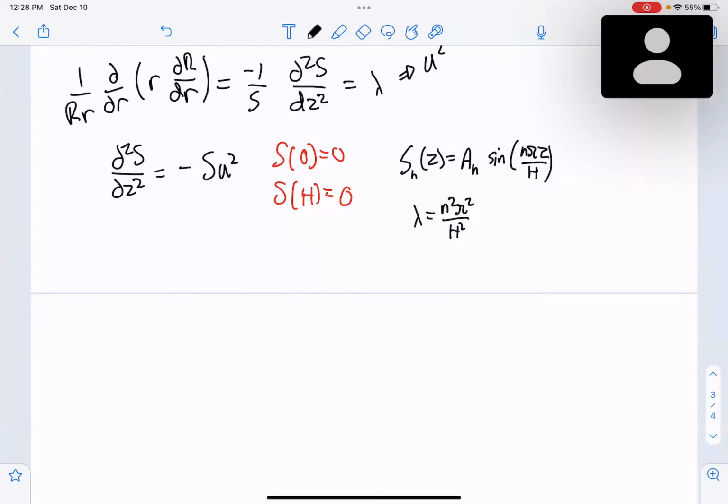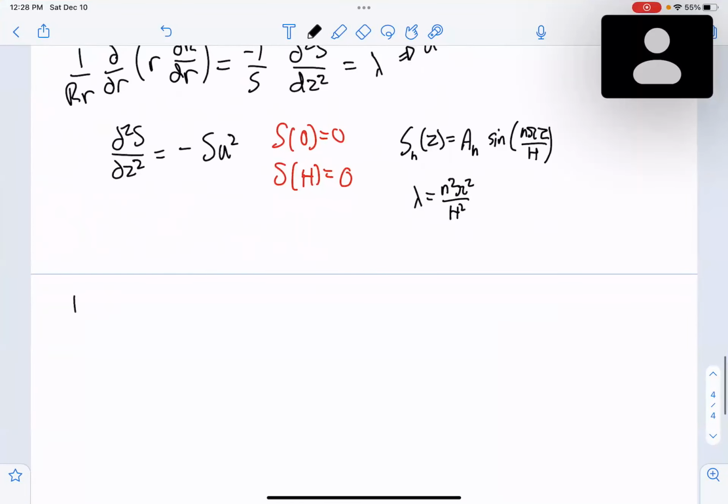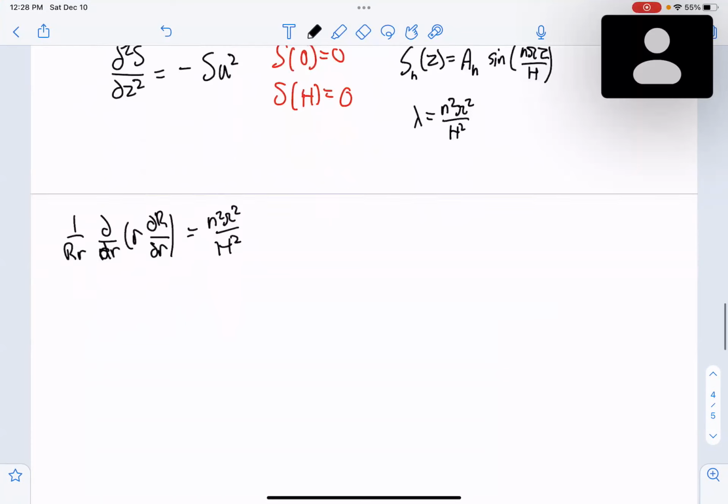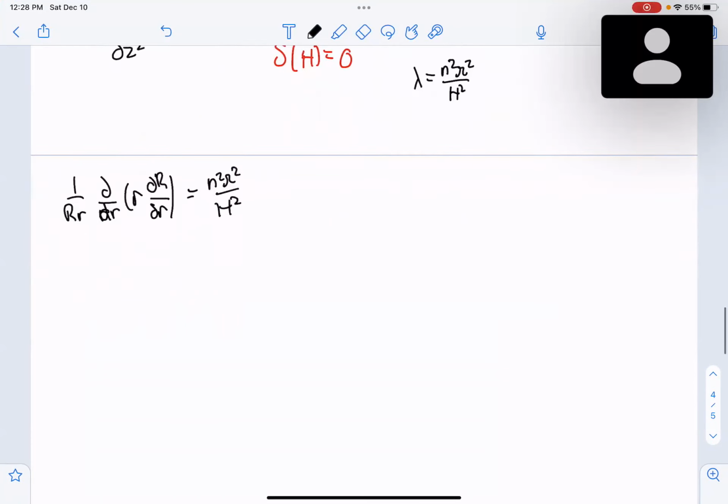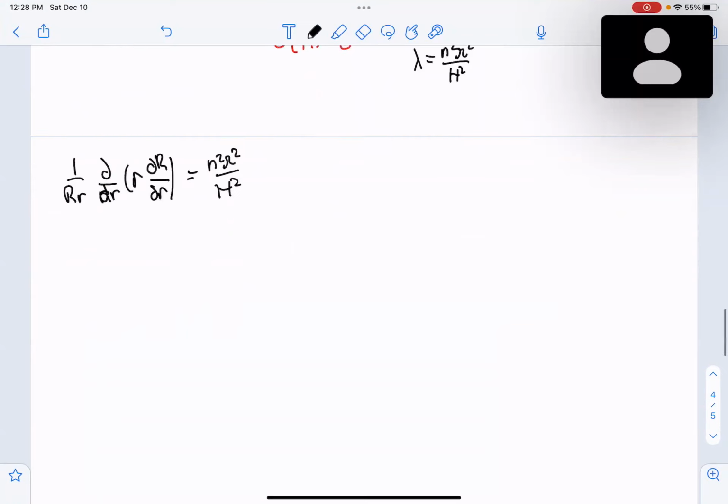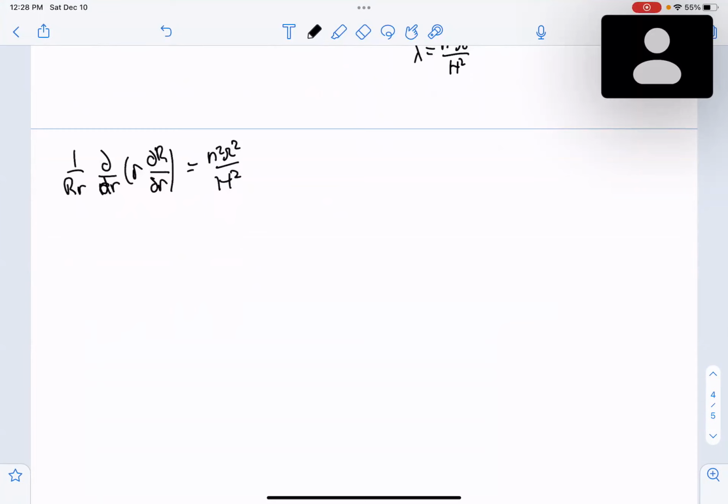Now, obviously, we need to look at the left-hand side, and this is where it's going to get a bit more tricky. But we'll have 1 over r, dr is equal to n squared pi squared over h squared. Like I said, this isn't the most trivial to solve right away, but once we understand how we're going to leverage the Bessel's equations, it should hopefully catch on a bit quicker.